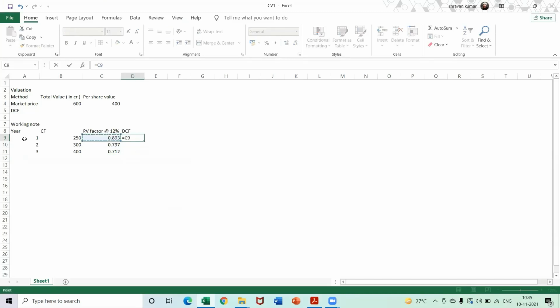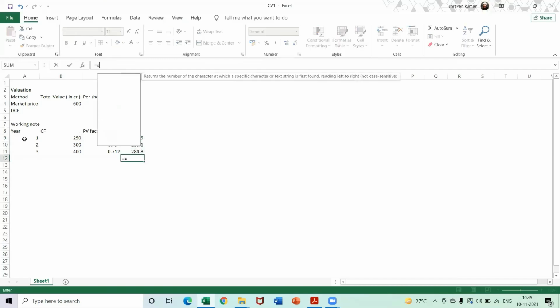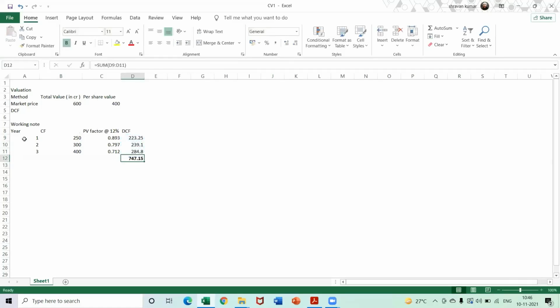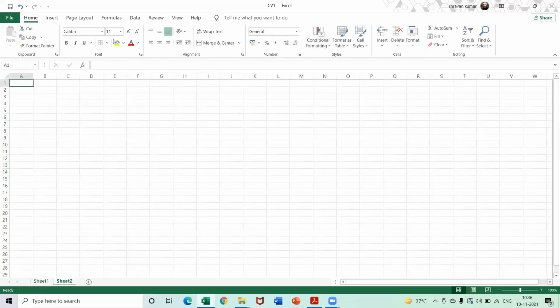Now discounted cash flow, that is PV factor into cash flow, right? So what is the value? Summation of all these amounts. Okay. This is as per DCF method. What is per share value? This by 1.5 crores. Okay. So this is the solution to the problem. Very simple. Now let's go to question number 2.